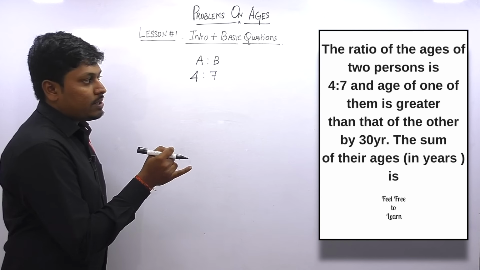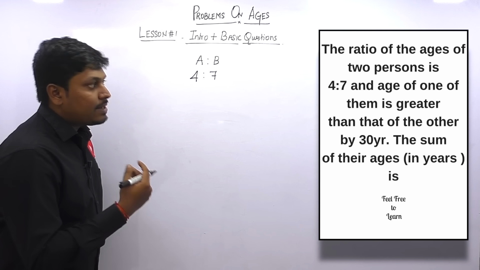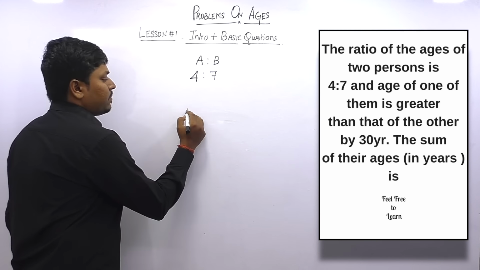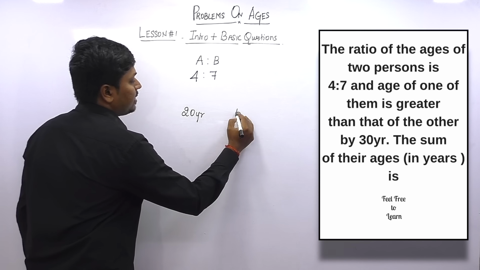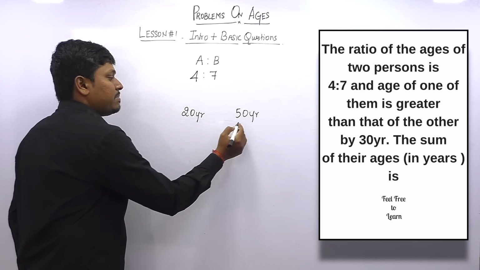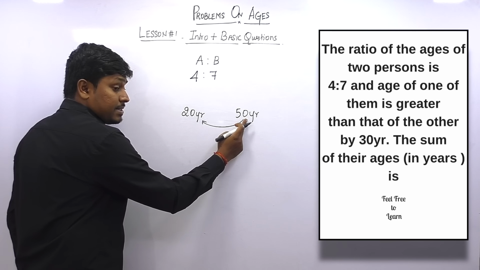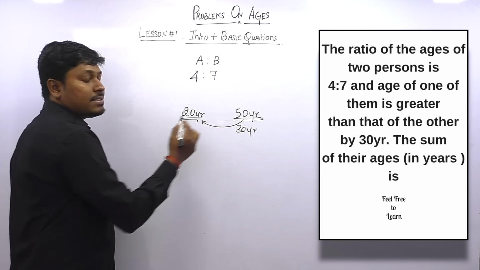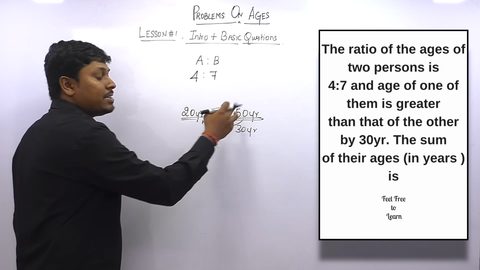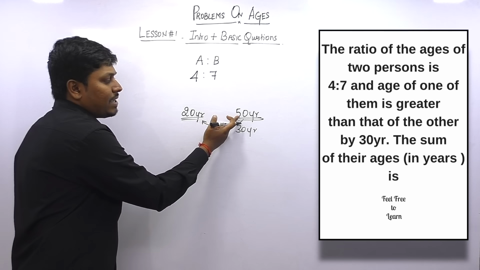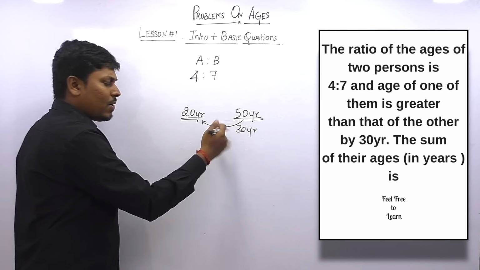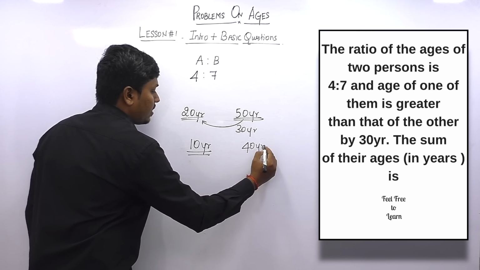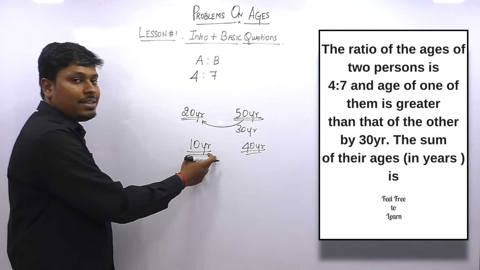And they have given another point, that the age of one of them is greater than that of the other by 30 years. The meaning is, for example, if we assume one person's age is 20 years, then definitely the second person's age will be 50 years. So while comparing, this person is 30 years greater. Got it? If the father's age is 50 and the son's age is 20, we can definitely say the father is 30 years greater than his son, right? Or otherwise, if the son's age is 10 years, then the father's age will be 40. Then only we can say one of them is 30 years greater than the other.